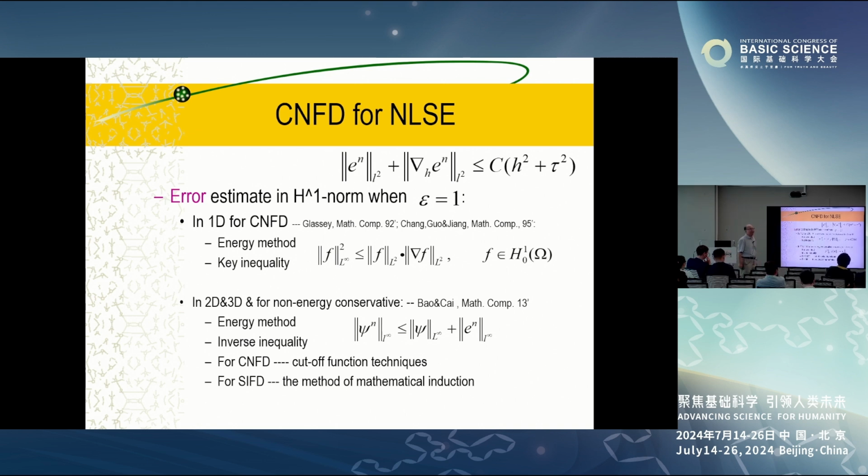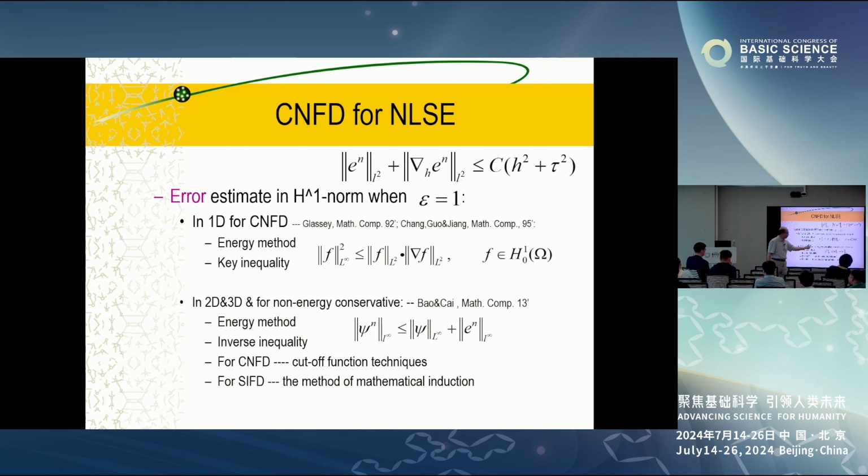So use this one. However, this technique cannot be extended to high dimensions. This is not valid in 2 or 3 dimensions. And also for non-energy conservation schemes, by using some kind of energy method, and also in 2 dimensions, what we joined with Yong Cai, we prove some kind of error estimate.